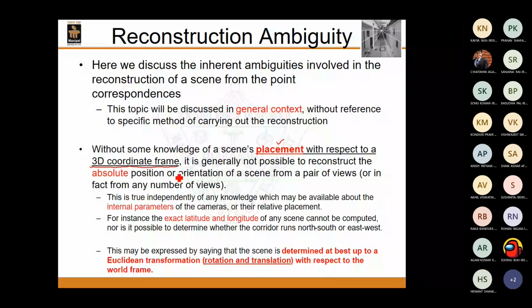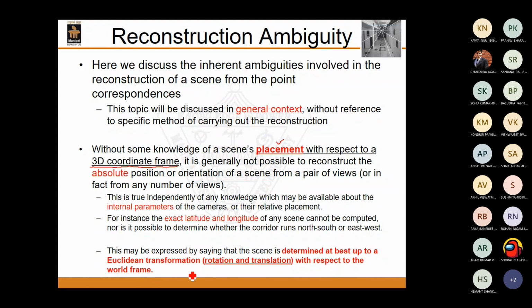If it is a particular lane or a street, along which direction does it actually move? Is it north or south or west or east or so on? Such information we cannot derive from just the image point pairs alone. We will need some kind of extra information, right? So that kind of ambiguity with respect to the position of the reconstructed scene is called a reconstruction ambiguity, and this is with respect to the placement of the scene, right?